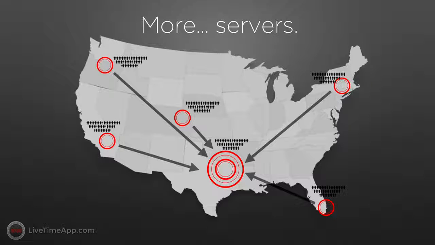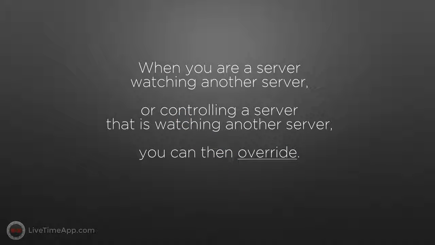Well, we've created an entirely new structure that, when a server tries to connect to another server, changes some things by design in the application and how it functions. So when you are a server watching another server, or controlling a server that is watching another server, a whole new mode called override comes into play. Now let's actually show you a graph to show you what we mean by this.